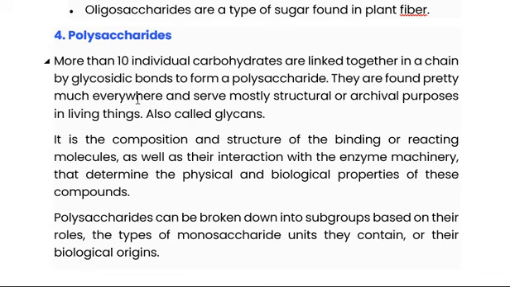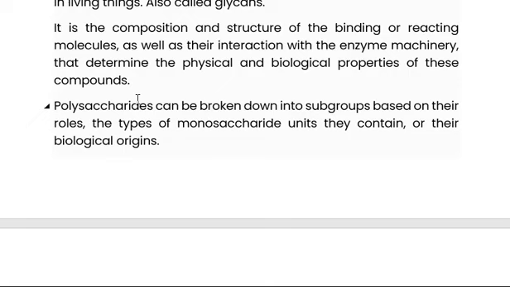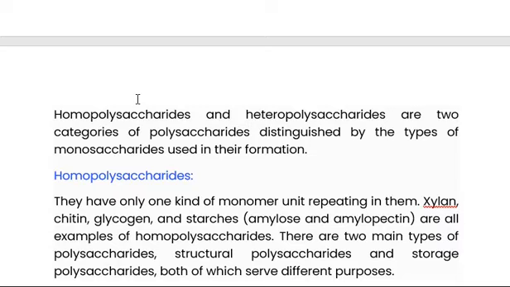It is the composition and structure of the binding or reacting molecules, as well as their interaction with the enzyme machinery, that determine the physical and biological properties of these compounds. Polysaccharides can be broken down into subgroups based on their roles, the types of monosaccharide units they contain, or their biological origin.